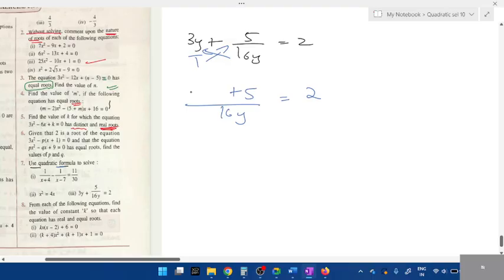How come 70? 3 into 10 is 30. 6 into 3 is 18. Okay, basic calculation, students. Multiply later. Calculate later. y into y is how much? y square. 48y square plus 5 is equal to 16 goes to the other side, 32y. So when you rearrange this, what do you get? 48y square.